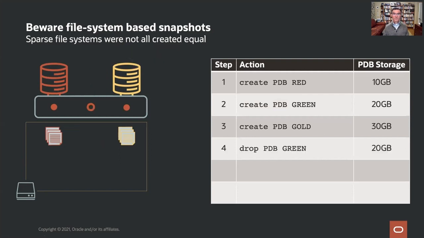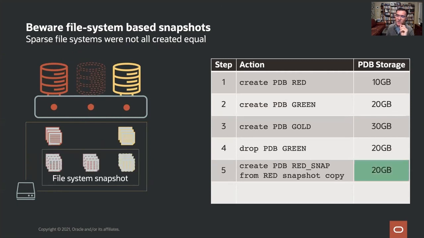Guess what? Storage goes down to 20 gigs. It all seems very obvious. But now things get interesting, so pay attention. Now I'm going to create a snapshot copy of PDB red.